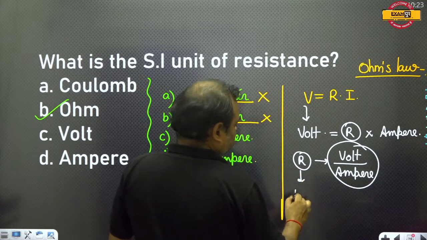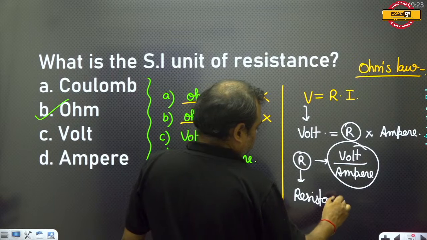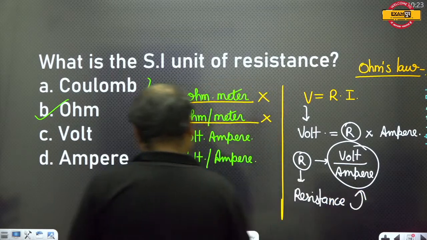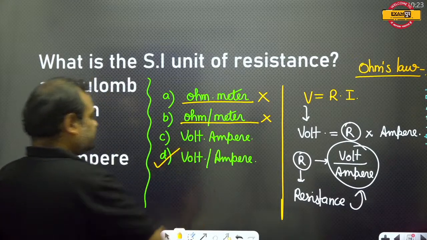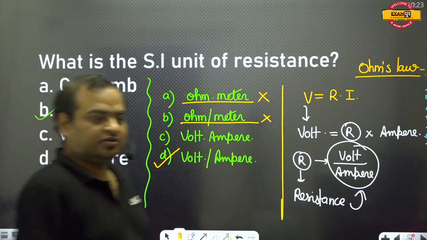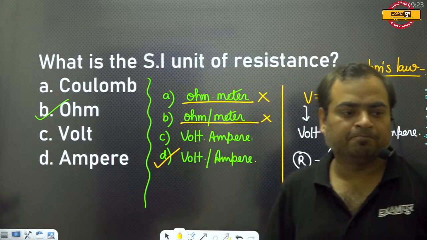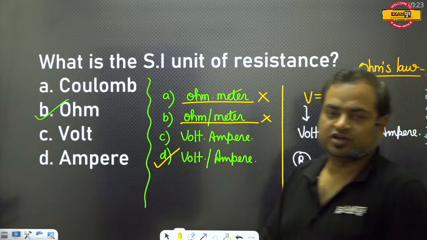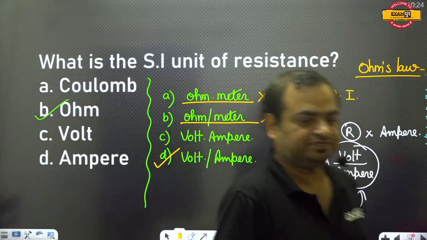So R is the resistance. So this is equivalent to volt per ampere. D part will be the correct answer. Okay. So guys, D part will be the correct answer. Got it?